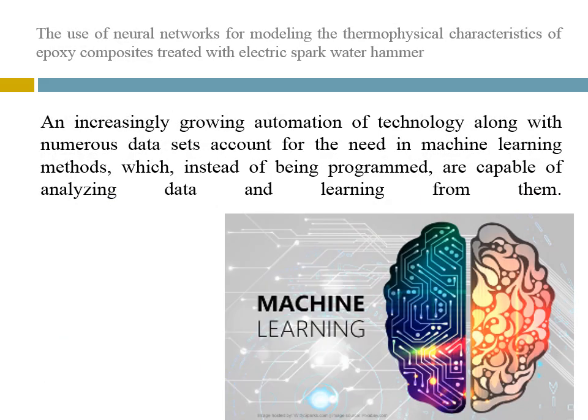Methods of experimental studies are often complicated and expensive. In particular, with a large amount of experimental data, they need to be generalized, that is, to find the dependence that most accurately approximates them. Therefore, in the presence of experimental data, it is advisable to use machine learning methods that solve such problems with great accuracy. Machine learning methods, instead of being programmed, are capable of analyzing data and learning from them.